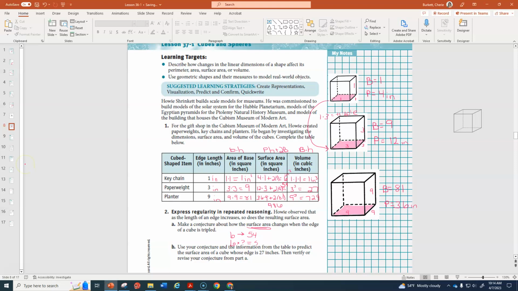Gives me 54. That's, I think, what they're trying to say. Okay, and of course we know that 6 times 9 gives me 54. So 9 times the area, if we change the edge by tripling it, then it's going to change the area. The area is going to change by times 9.